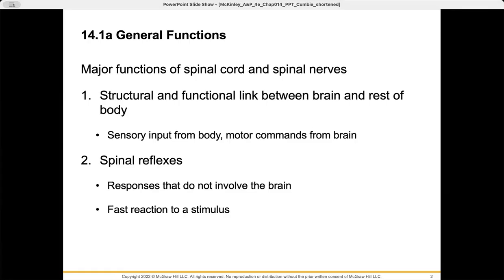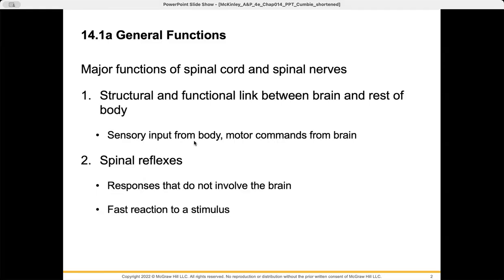So some of the major functions of the spinal cord, which we would consider part of the CNS, and then your spinal nerves are part of the PNS branching. One of them is the structural and functional link between the brain and the rest of the body. And we definitely know what we learned in the brain is that the medulla oblongata facilitates this attachment.